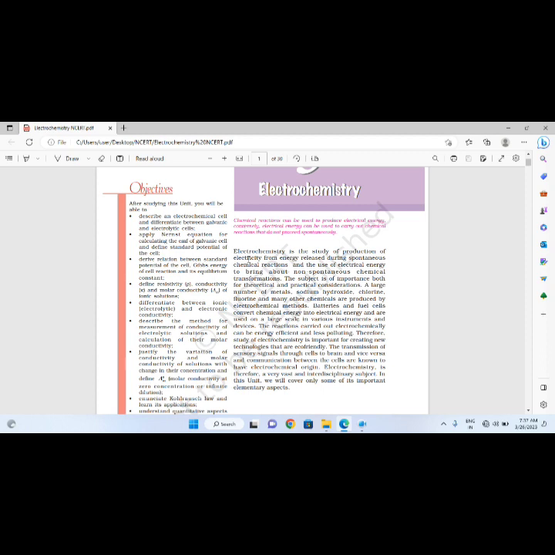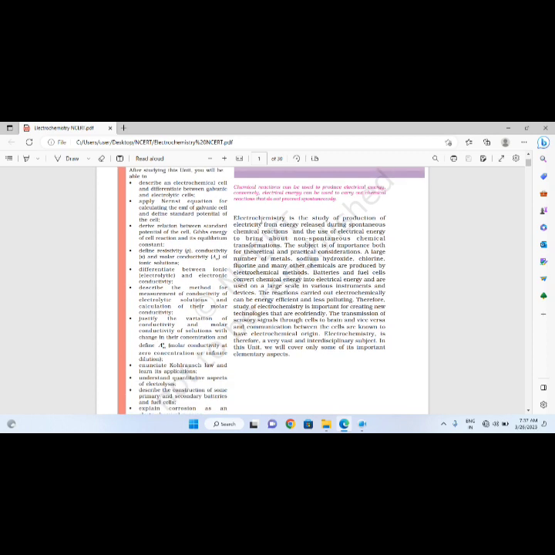So first we have to know what is electrochemistry. Electrochemistry is the study of production of electricity from energy released during spontaneous chemical reaction, and the use of electrochemical energy to bring about non-spontaneous chemical transformation. That means in electrochemistry, for spontaneous reaction, the chemical energy transforms into electrical energy, and for non-spontaneous reaction, we have to put electrical energy in for the chemical change.